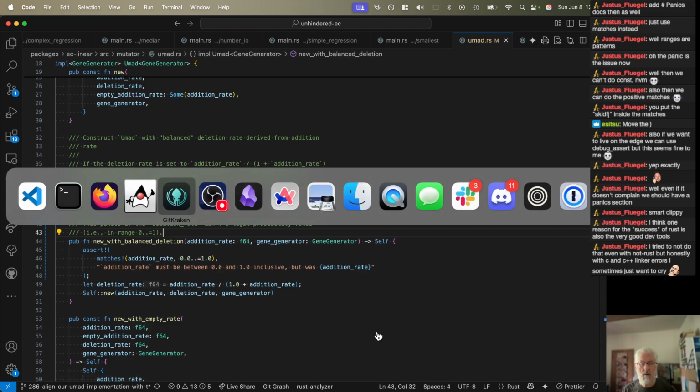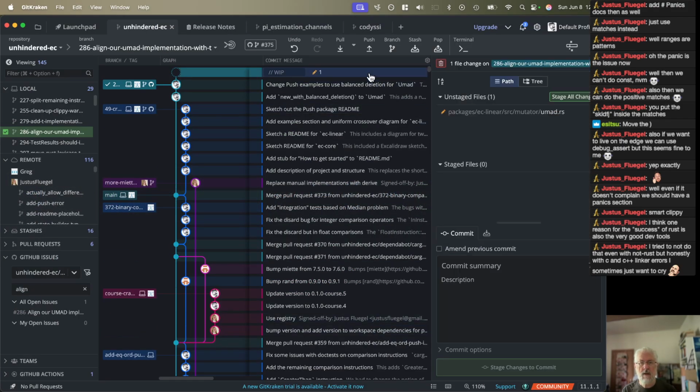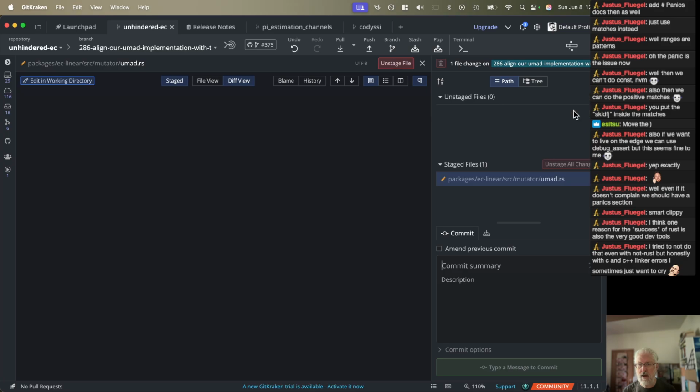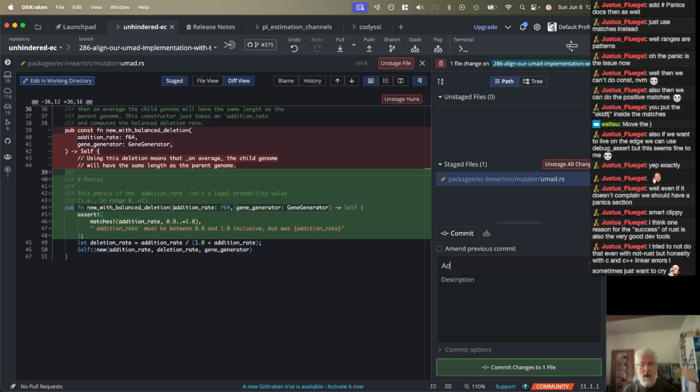So I want to commit that change. Oops, I guess I have to stage that. That would be useful. Add, check, that addition rate.